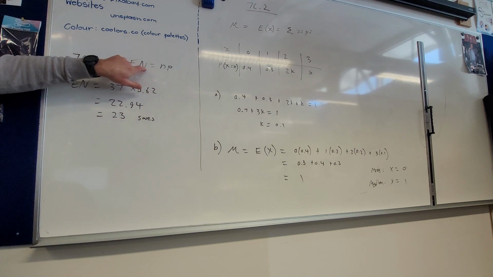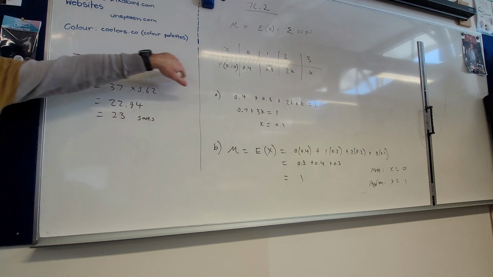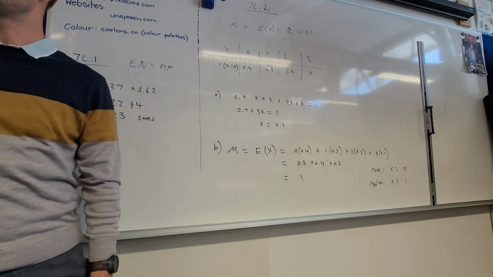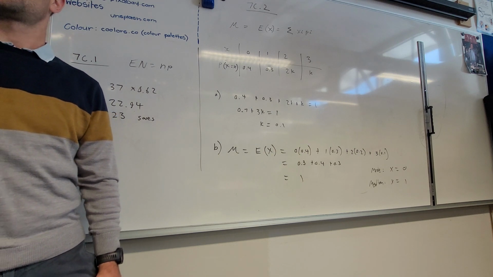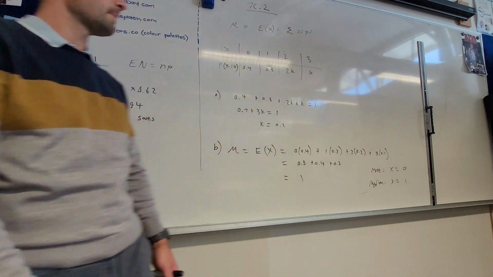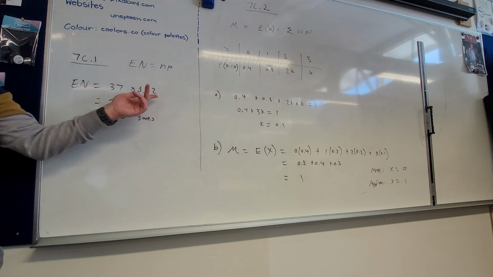We have the expected number of some event is going to equal the number of trials multiplied by the probability. Okay, and you do that in like year 8 when you're doing probability calculations. You know, how many 6s do you expect if you roll a dice 100 times? Well, it's going to be 100 times, what's the probability of a 6? 1 on 6.